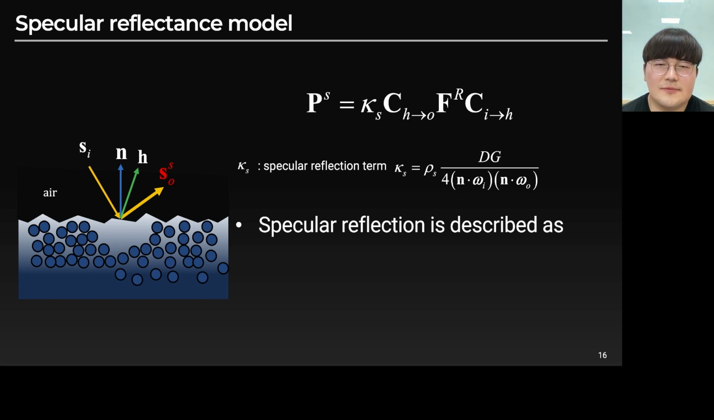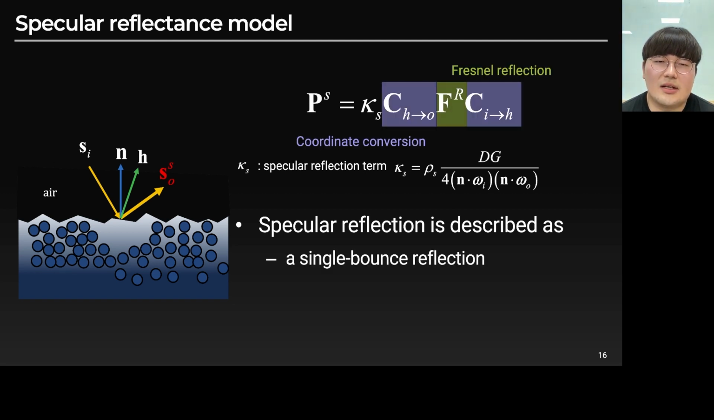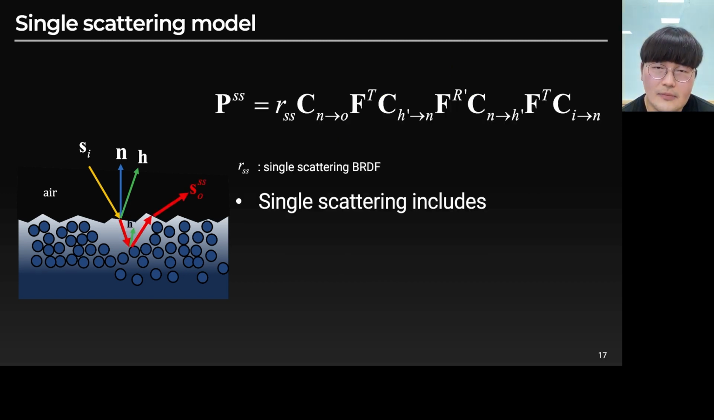Our model accounts for a single bounce reflection following the traditional BRDF, but with the addition of coordinate conversion with respect to the half-way vector of microfacet normals. Different from the existing PBRDF model, our model takes single scattering of polarized light into account.